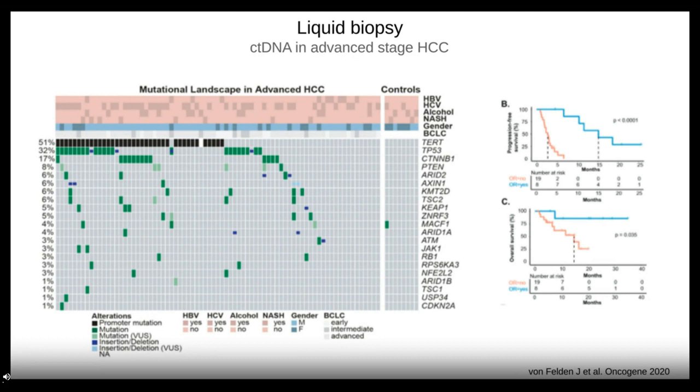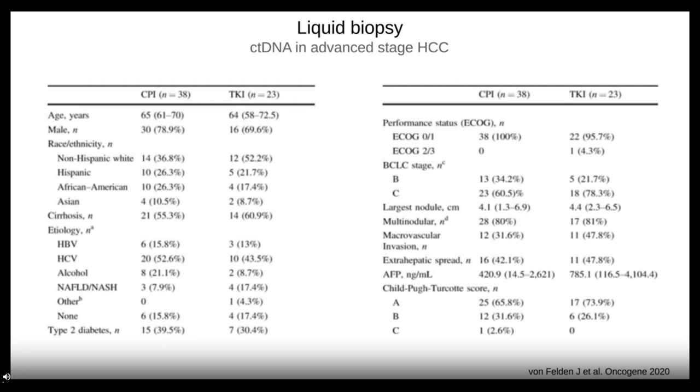As expected, when you look at survival or progression-free survival based on response, the patients treated mostly with immune checkpoint inhibitors who responded did significantly better than the ones who did not respond. And this was expected based on the previous data. And here you have the characteristics of our cohort: the 38 patients treated with checkpoint inhibitors and the 23 treated with tyrosine kinase inhibitor. The majority of tyrosine kinase inhibitors was sorafenib, more than 90%, and the majority of checkpoint inhibitors was nivolumab, again more than 90%.